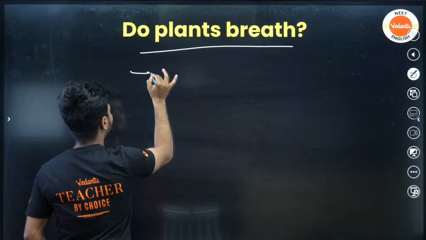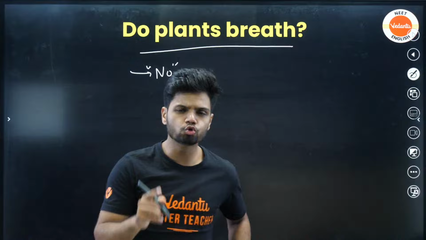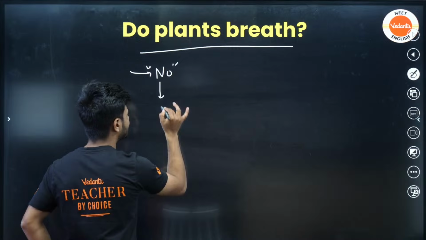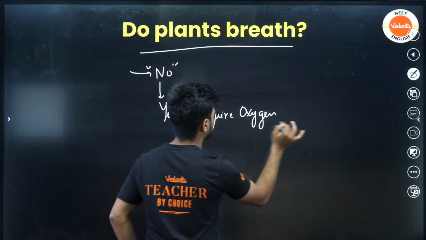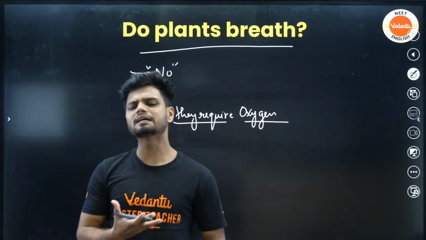Plants do not breathe. But do plants require oxygen? Yes. Plants do not breathe, but they actually require oxygen. Now, what could be the real reason? Why do plants require oxygen? Obviously, to oxidize the food.